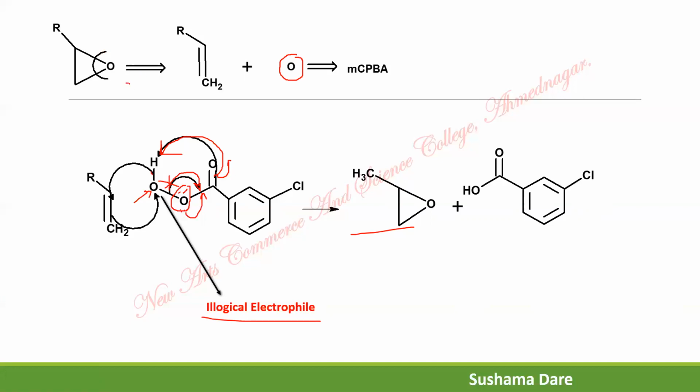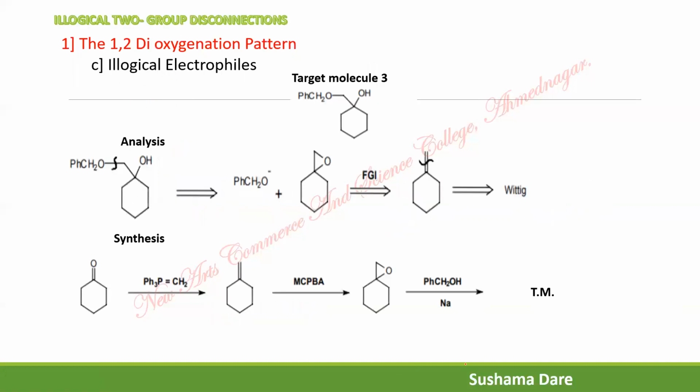Therefore, this type of disconnection we call a two group disconnection. So this is called a two group disconnection. The reason is these two bonds are forming at a time. Hence, you have to write on the arrow two group disconnection.